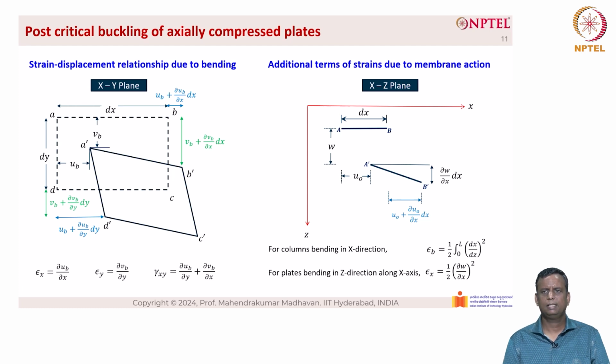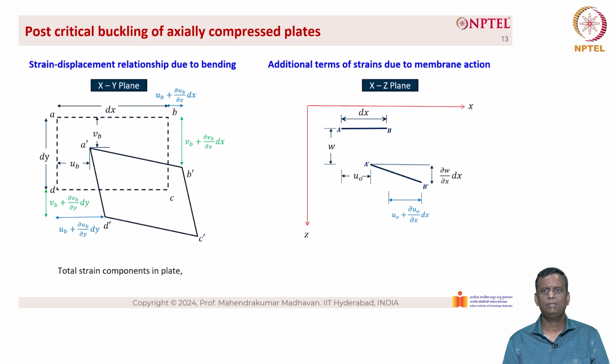For the plates, the displacement is in the w direction, which is in the z direction, and it is along the x direction, and that is why epsilon x for the plates is half into dou w by dou x the whole square. Now epsilon x equal to half into dou w by dou x the whole square, epsilon y is half into dou w by dou y the whole square, and gamma xy equal to dou w by dou x into dou w by dou y.